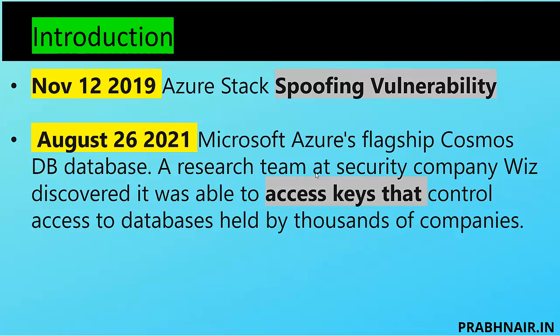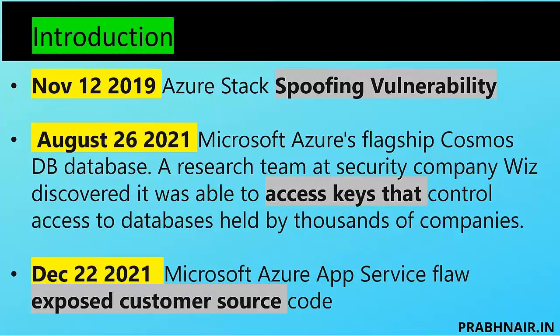Then in December 2021, again, a Microsoft App Service flaw exposed customer source code. The security flaw was found in the Azure App Services, and it exposed PHP, Node, Python, Ruby, and Java customer source code. So you can imagine how critical the Azure PaaS environment is, and that is why I'm making this video. These are the three major vulnerabilities discovered in the Azure PaaS environment.